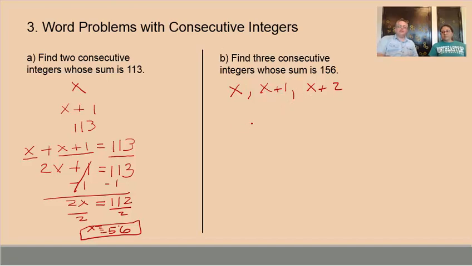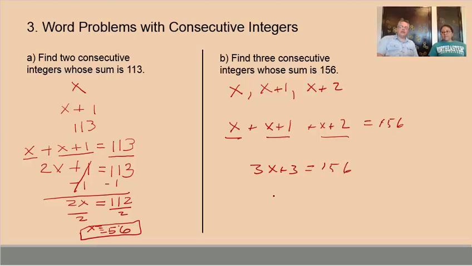Now we're going to use the fact whose sum is 156. There's the first integer, x plus 1 is the next one, and x plus 2 represents the third one, and they're supposed to equal 156. When we combine like terms, we get 3x plus 3 equals 156, and then subtracting 3, we get 3x equals 153, and if you divide by 3, you get x equals 51.